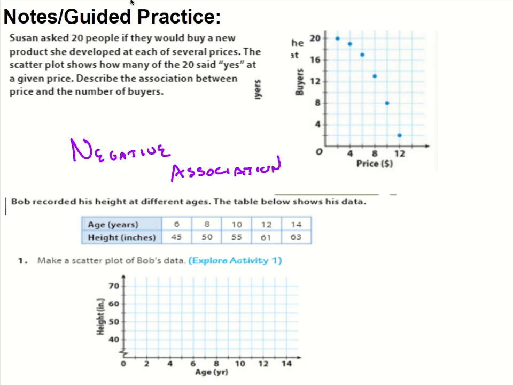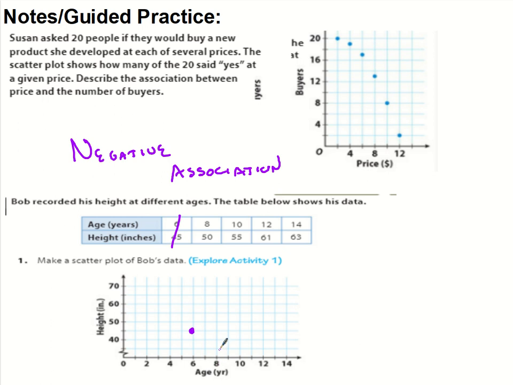Sometimes you'll have to create your own scatter plots. So we'll be given a set of data and we have to plot the data. He recorded his height at different ages. The table below shows the data. So at 6 years old, Bob was 45 inches tall. That is this point right here. Okay, and I got to plot all these points.